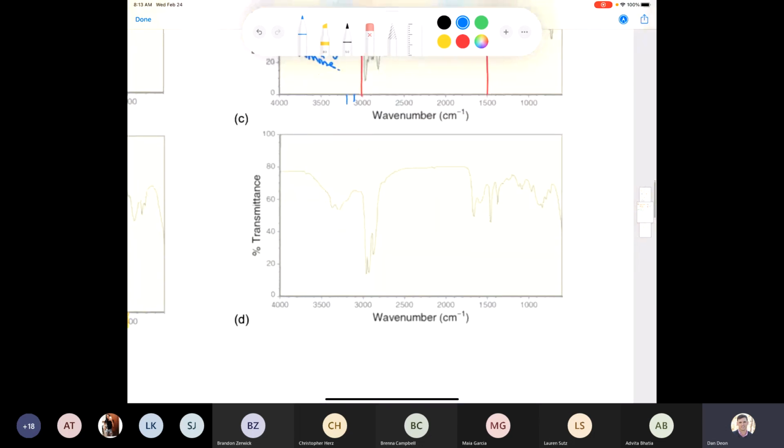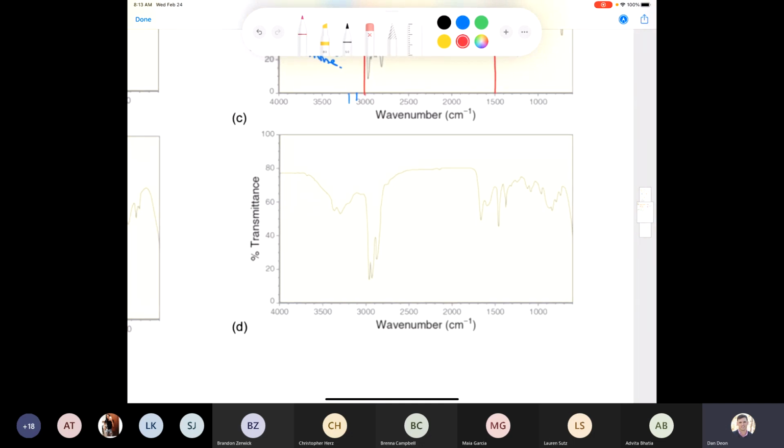Based off of what I just told you, I'll give you a second to think about this one and see if you can come up with an answer. I'm going to draw some lines to denote the diagnostic region and the fingerprint region. Does anybody have a thought about this one? What functional group might be represented by D?